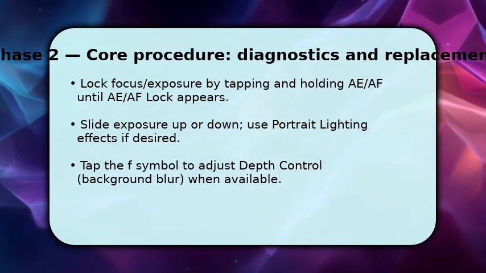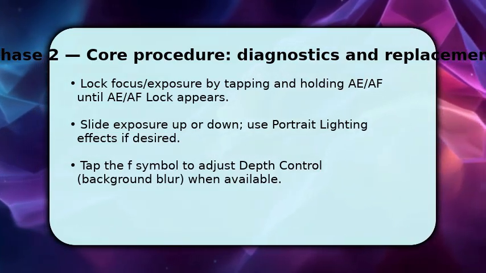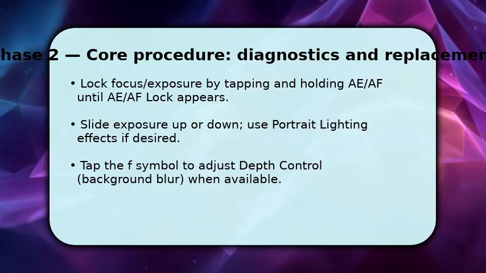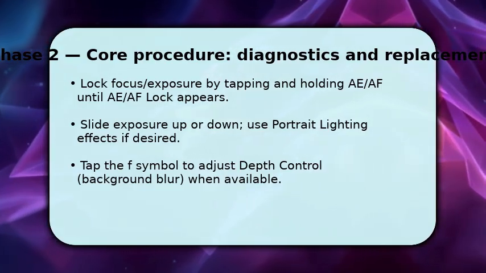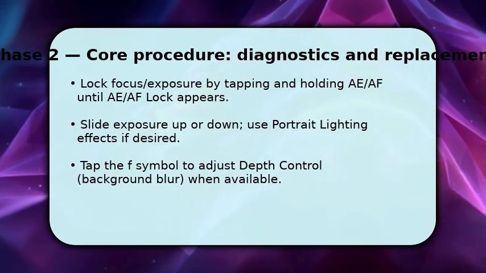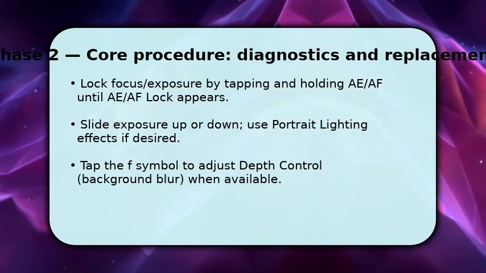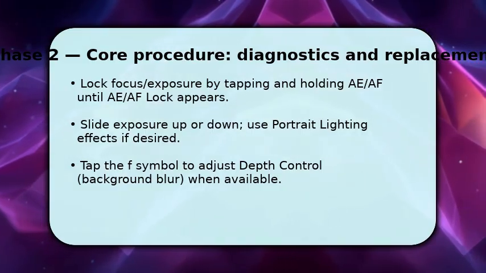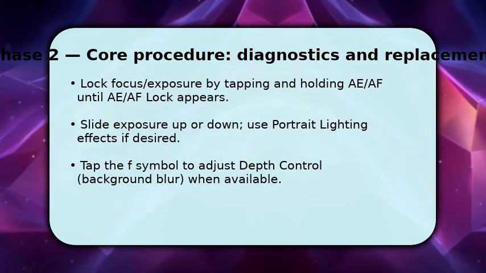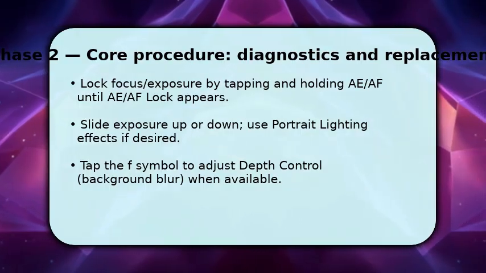Then slide the sun icon to adjust exposure for highlights or shadows because small changes drastically affect mood. If your iPhone shows the F button, tap it and drag to change depth control. Lower F equals stronger blur. Once framing and blur are dialed, preview portrait lighting presets and pick the one that flatters the face.